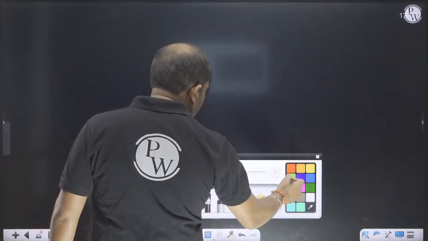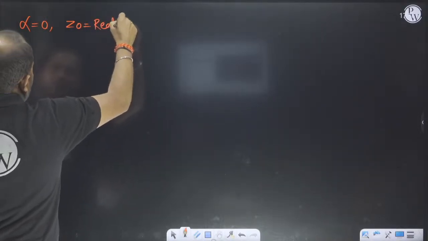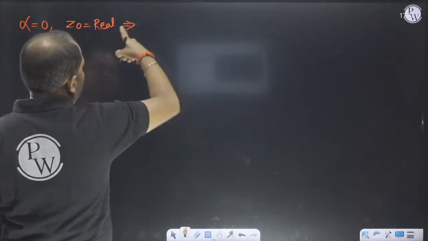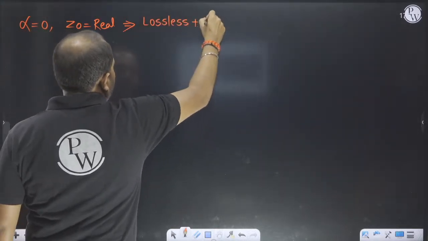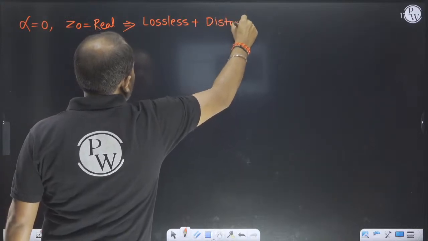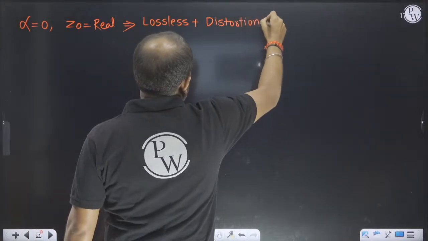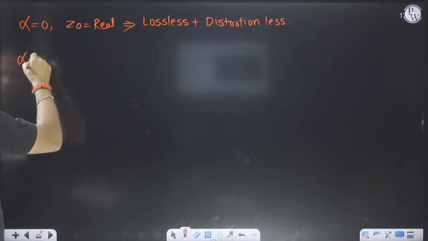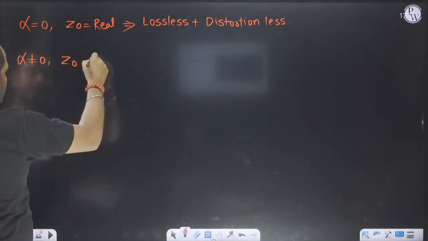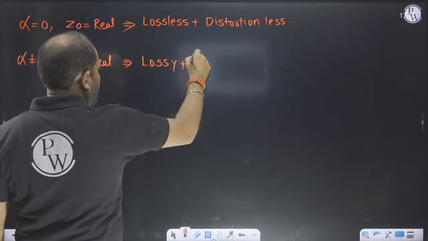First point: if alpha is 0 and Z0 is real, then that is the case for lossless and distortionless. Then, if alpha is non-zero and Z0 is real, then this is the case for lossy and distortionless.